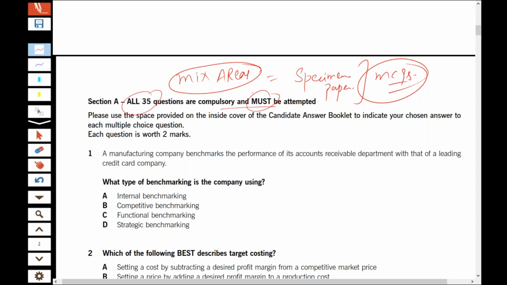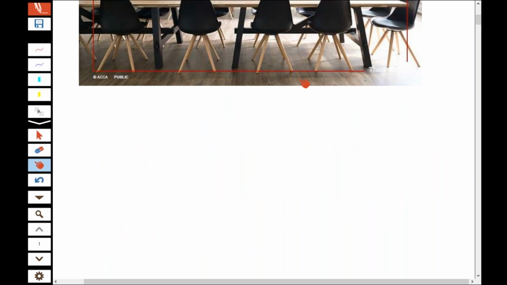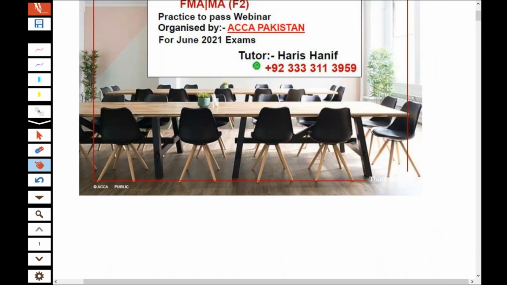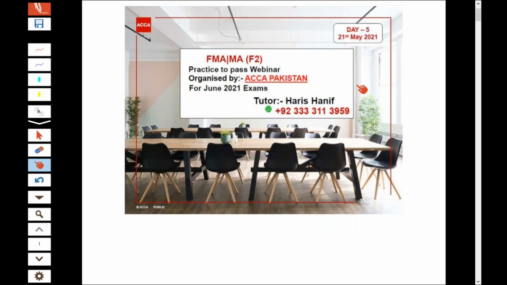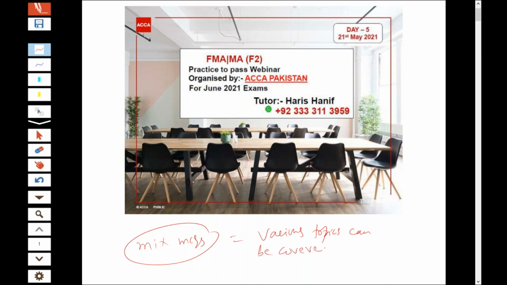Now, what I have thought, I'm just sharing first of all my mentality of what I am going to cover here in day 5. In day 5, I am intending that we should cover multiple choice questions, that is mixed MCQs, so that through the mixed MCQs, various topics can be covered. And this was the surprise. That's why I had not disclosed it in the day-wise plan, because through these mixed MCQs, various topics can be covered, like process costing, like sampling, like pie chart.